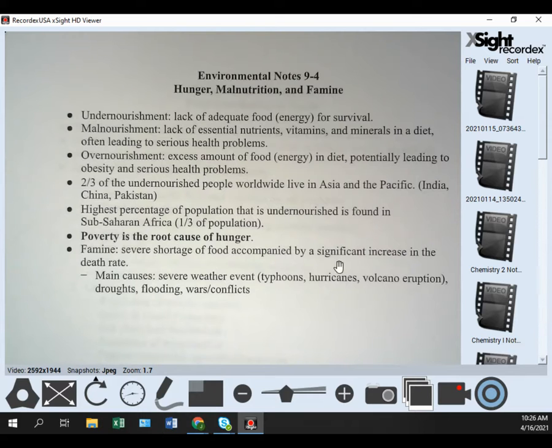Okay. What are some of the main causes of famine? Severe weather events, so typhoons, hurricanes, volcanic eruptions, stuff like that. Drought and flooding. So all of this is severe weather at the beginning here, and then wars and conflicts. Those are the two main causes of famine. Okay, all right. Questions on that?